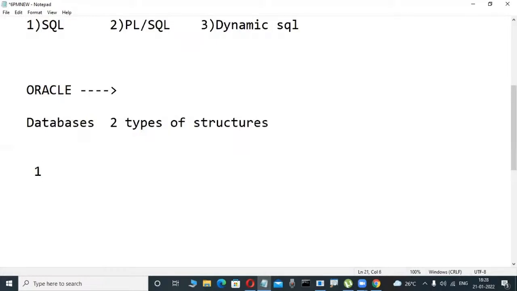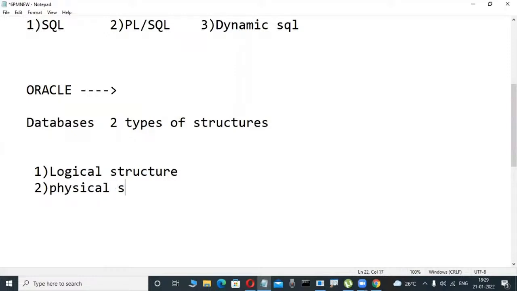Maybe anybody has an idea? Suppose you are taking Oracle, SQL Server, MySQL, or DB2. Any relational database software you install in your system also has two types of structures. One is logical structure. Database means it is a place where we can store structure. Here one is logical structure. Another one is physical structure.